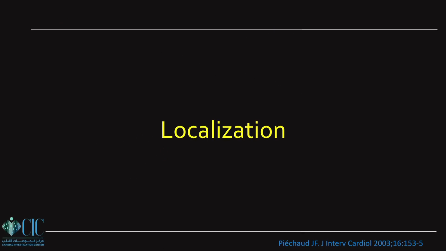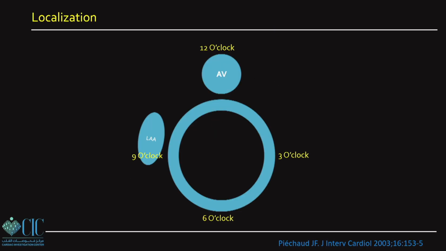So speaking about the localization, I usually like to use the clockwise approach. Starting from the surgical view of the mitral valve that everybody saw today and yesterday, putting the aortic valve at 12 o'clock position, posterior mitral annulus at 6 o'clock position, septum will be at 3 o'clock, and the left atrial appendage will be somewhere at 9 o'clock.